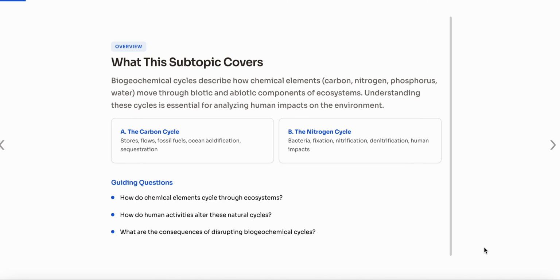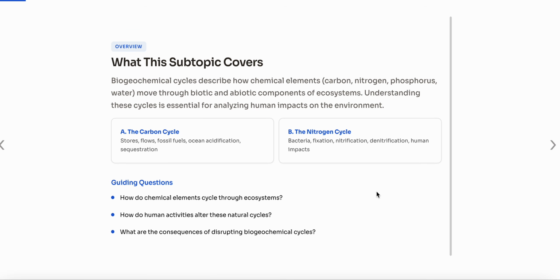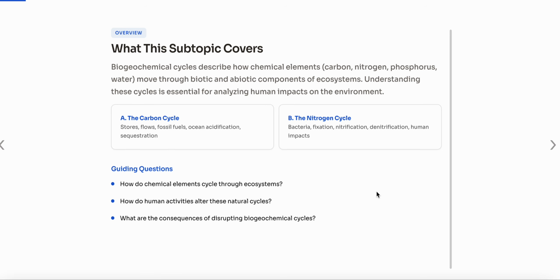So first let's understand what a biogeochemical cycle is. The cycle describes how chemical elements such as carbon, nitrogen, and phosphorus move through the biotic and abiotic components of an ecosystem. But why is it important that this cycle runs? It's because every living organism requires these elements, and because of this cycle, the transfer of the elements takes place and they become available to living organisms.